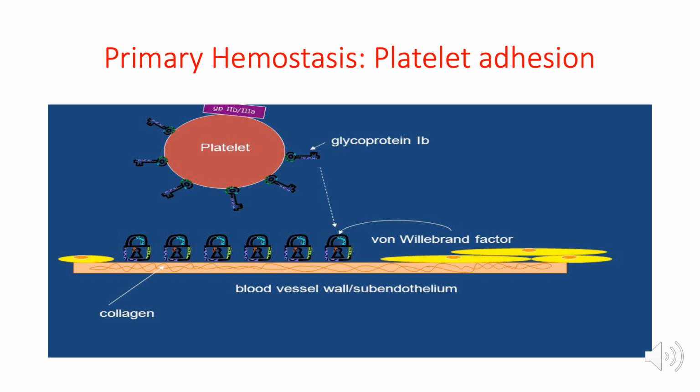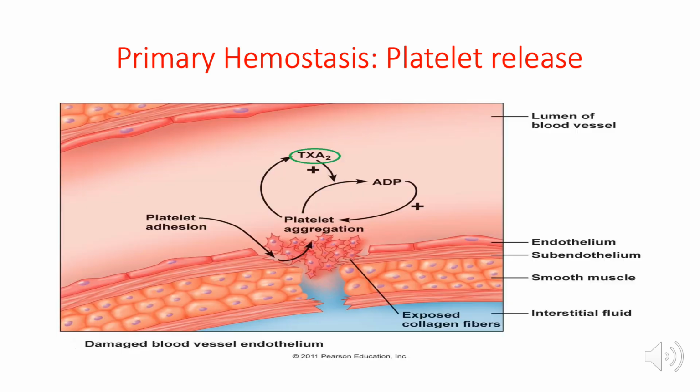Adhesion of platelets is not enough to cause the cessation of bleeding. That's why platelets have to recruit more platelets towards the area so that they can aggregate. And for these platelets to call out more platelets, they need to undergo platelet release mechanism. So platelet adhesion is followed by platelet release mechanism. And what are released are ADP and serotonin from the dense granules.